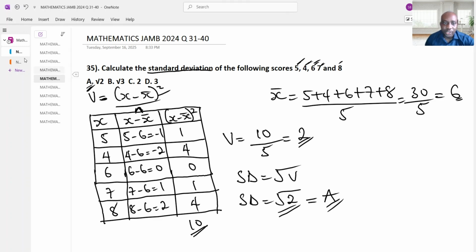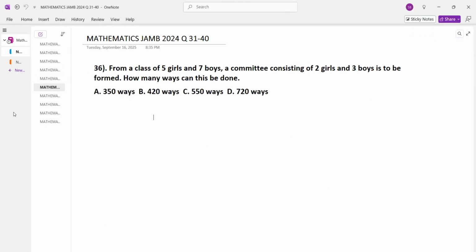Let's move to the next question. From a class of 5 girls and 7 boys, a committee consisting of 2 girls and 3 boys is to be formed. How many ways can they be done?